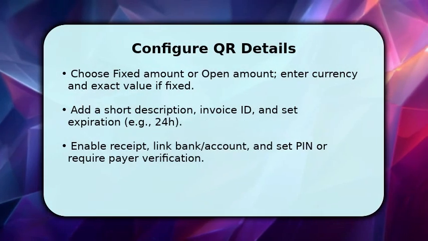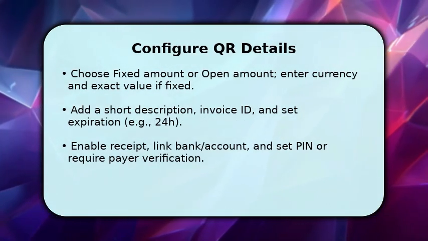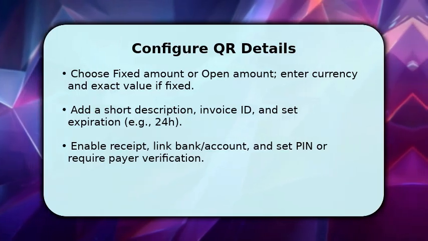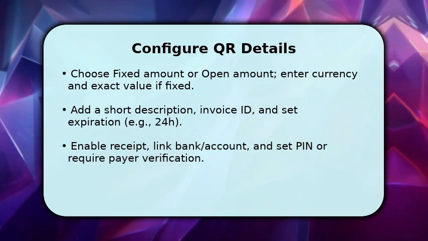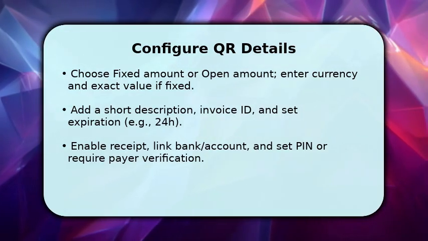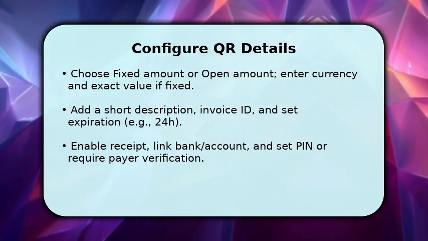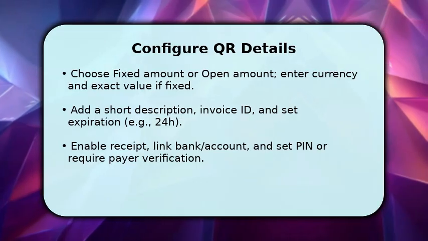Now configure the QR specifics. Select whether the code should be a fixed amount or open amount for the payer to enter. Once you pick Fixed, enter the currency and exact value. If open, leave amount blank and add an invoice ID for tracking. Add a brief description and set an expiration time like 24 hours to avoid stale codes.